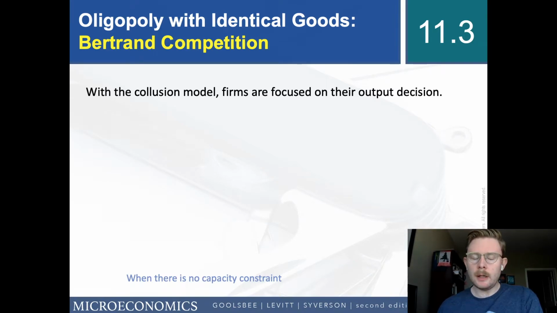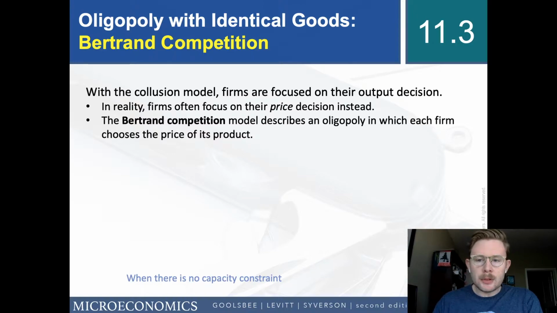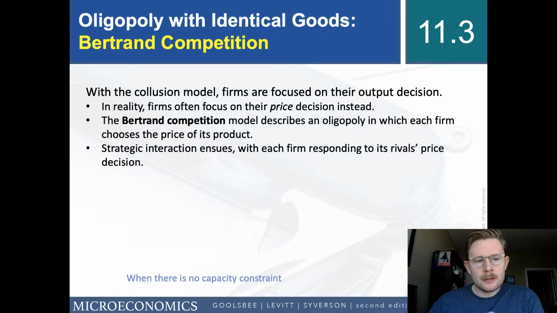The first way that firms in oligopolistic or imperfectly competitive markets decide how to set either their prices or quantities, we can figure out with this Bertrand model or Bertrand competition. With the collusive model, firms are focused on their output decision. In reality, though, firms often focus on their price decision instead. The Bertrand competition model describes an oligopoly in which each firm chooses the price of the product. Strategic interaction ensues, with each firm responding to its rivals' price decisions.